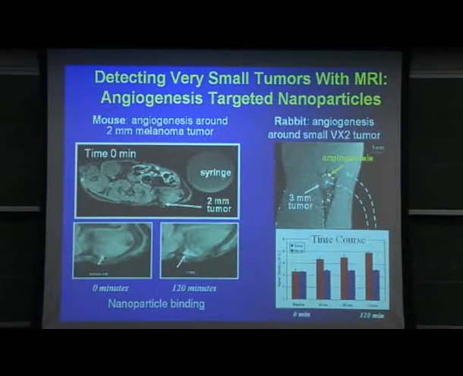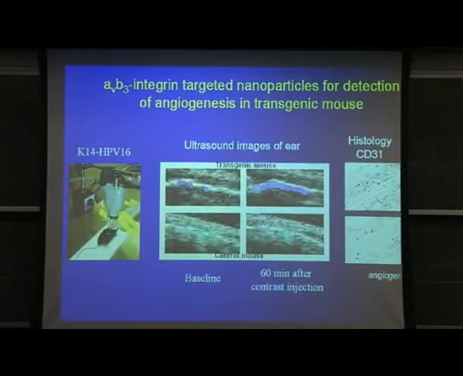Here's another kind of tumor. It's called a BX2 tumor in a rabbit leg, and this is angiogenesis there too, and the signal goes up after about 60 minutes, and you can measure that. So these little hot spots here are where angiogenesis is developing to support this tumor growth.